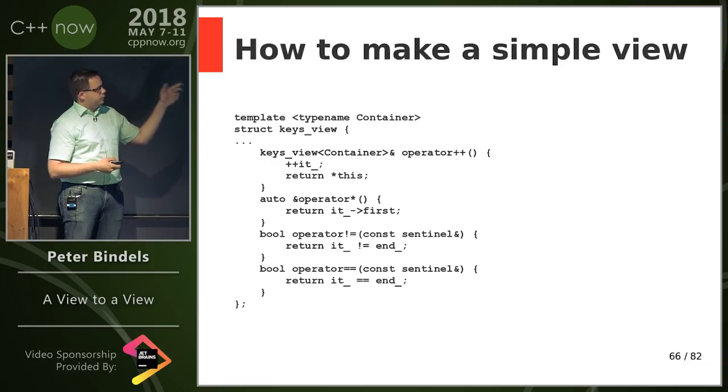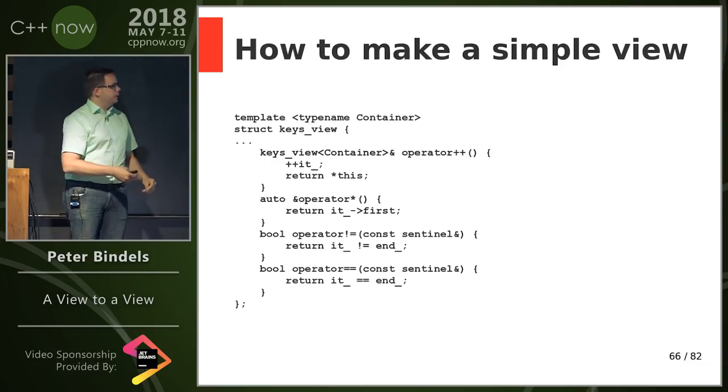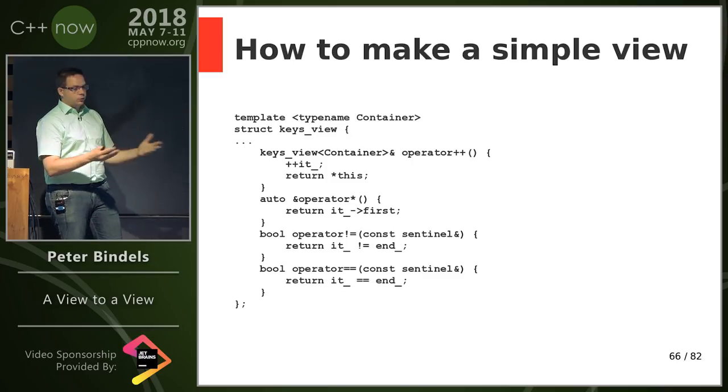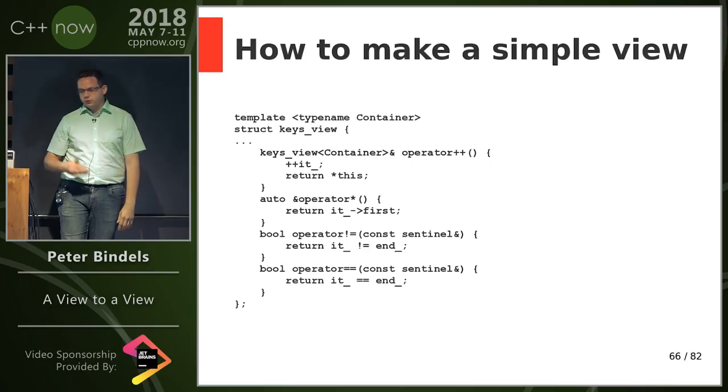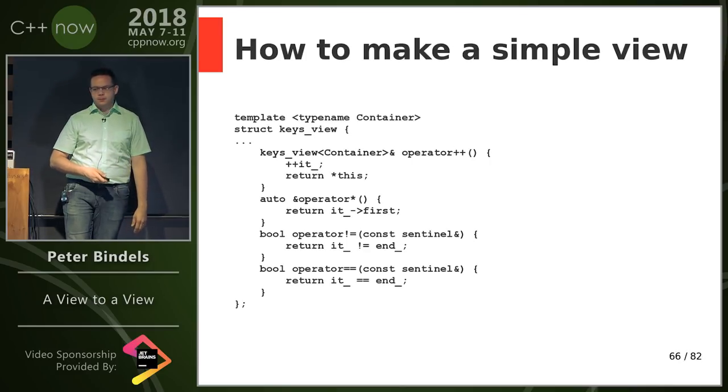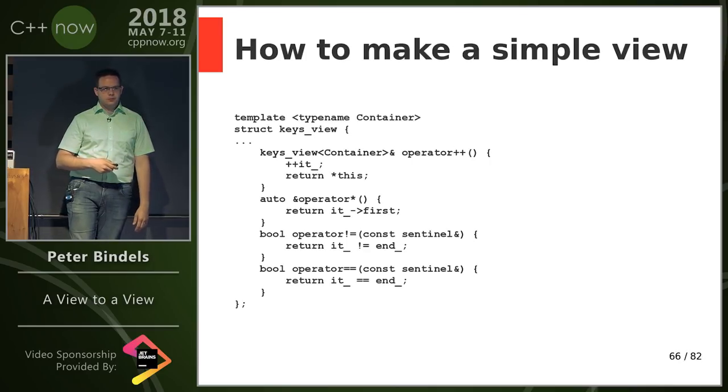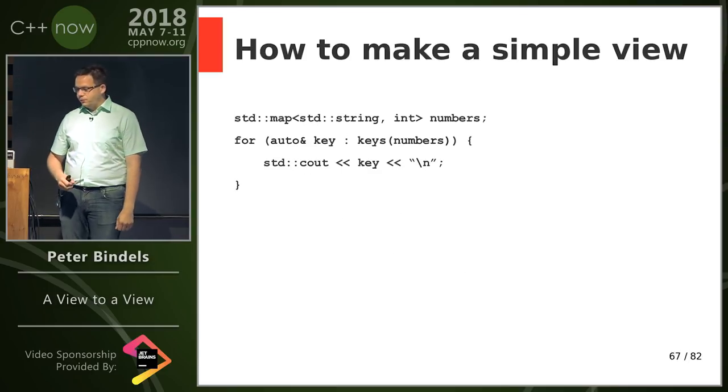In this case, I can take the increment operator, just increment the underlying operator. The not equals and equals just forward to the actual iterators. And the dereference does the operation I want, which is to take the key. Does anybody follow this? Any questions so far? Well, that's good. That took about 40 seconds. So that's why we like it.